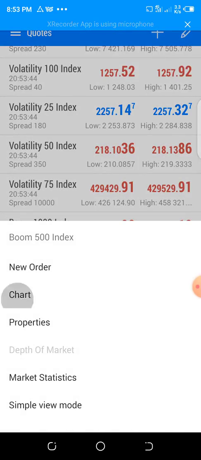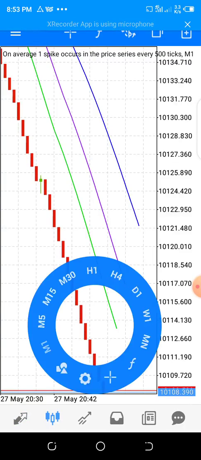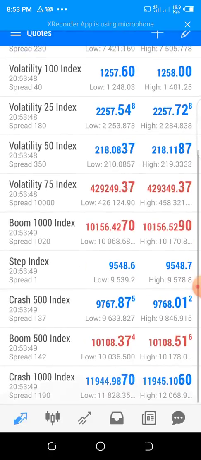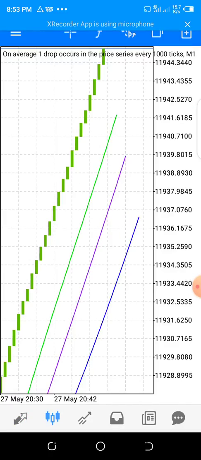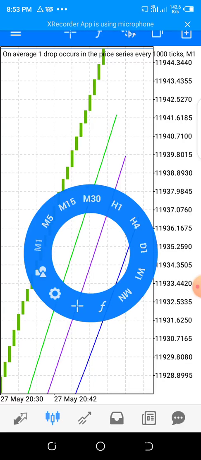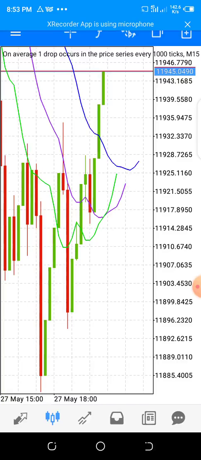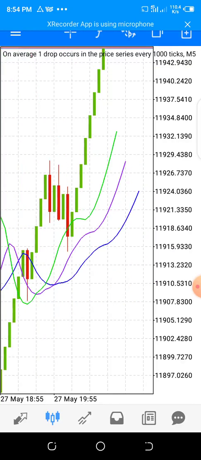And boom, you could see the chart. It is still going down. Let's go to crash 1000 index. The crash is buying with the 15-minute time trade. It's still buying. So my confirmation is right here and here.